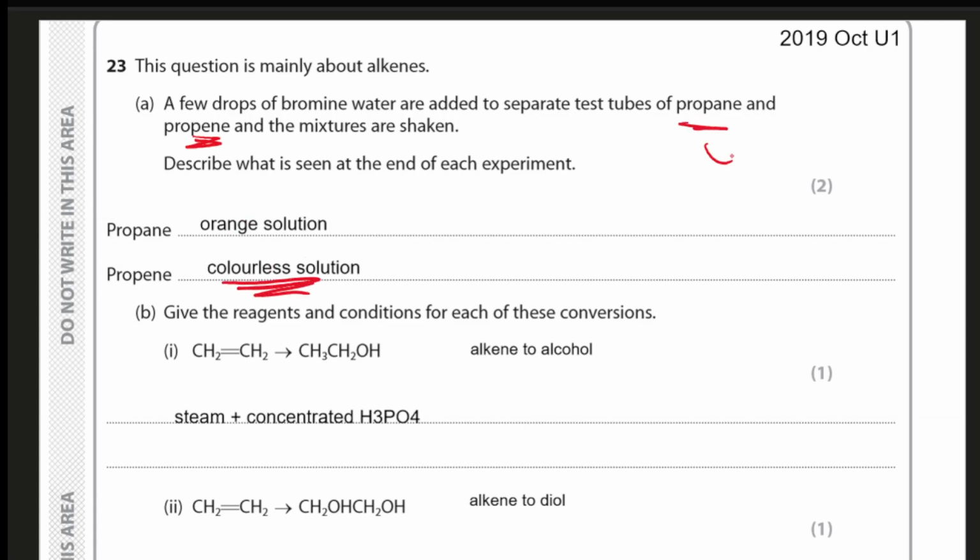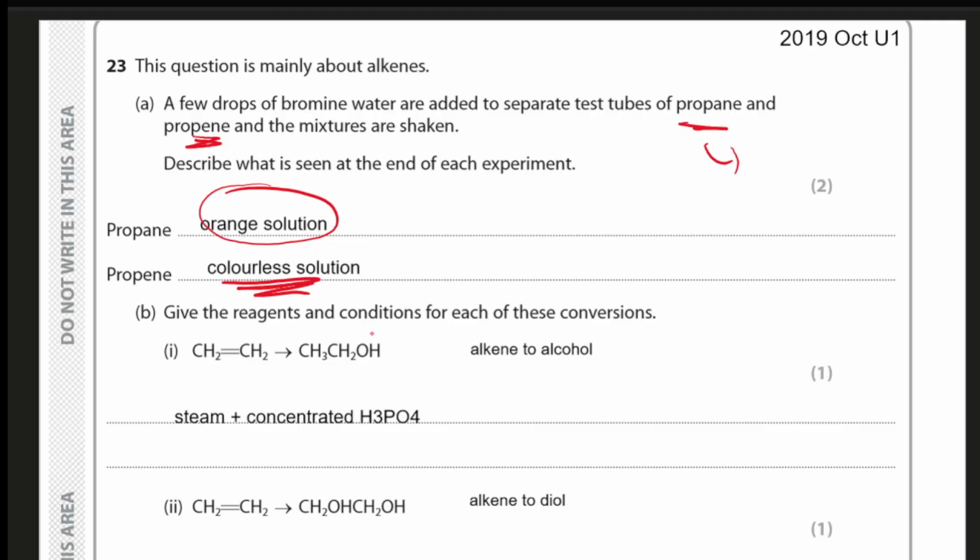In the case of propane, there will be an orange solution, because adding bromine water is basically called the test of unsaturation, and we know that due to the presence of a double bond, the bromine water will get decolorized. So that is why it becomes a colorless solution. But since there is no double bond, obviously the bromine water's color will remain the same, which was orange.